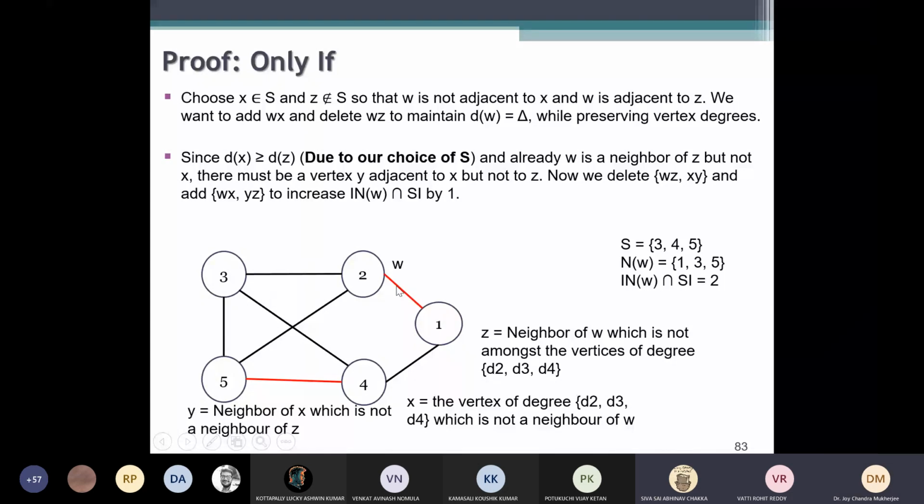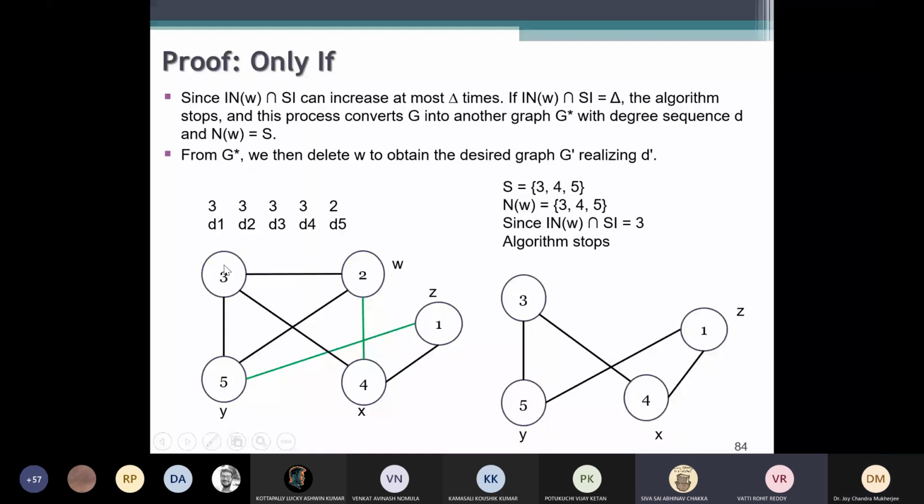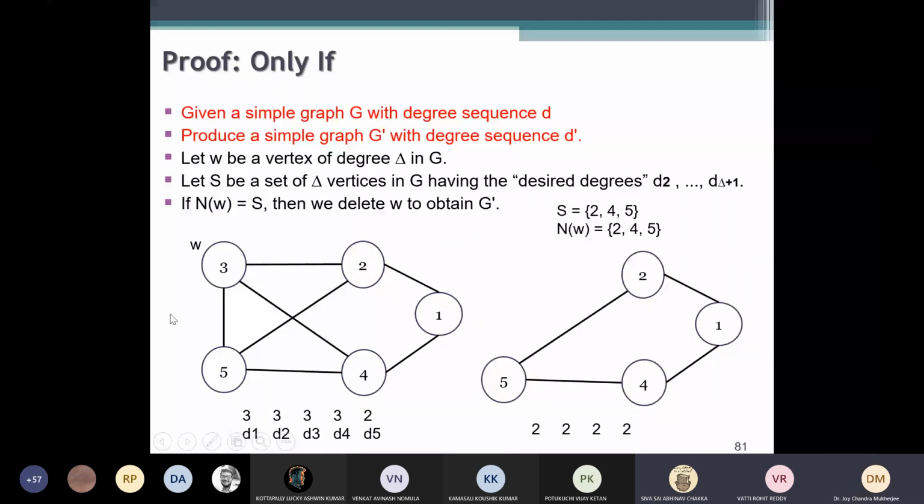Now for d prime, I have to remove some vertex from this graph such that it respects my d prime. Now I do not know which vertex to use because there are multiple vertices having the same degree. So if I delete this 3, I will get N(w) equal to S and I am done. If I delete this, I find that the graph is having the degree sequence 2 2 2 and it matches. So I am done. My algorithm stops here.